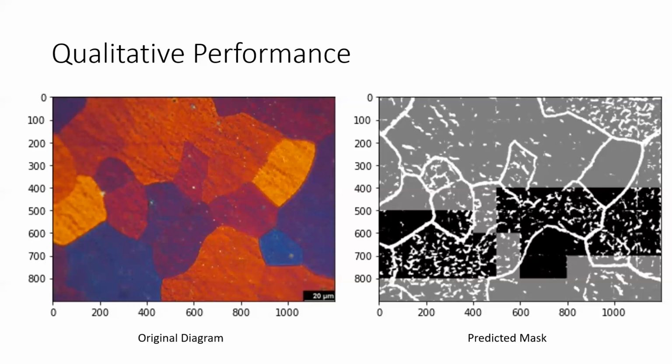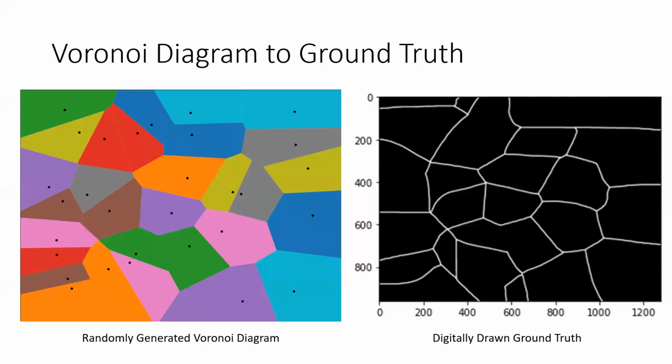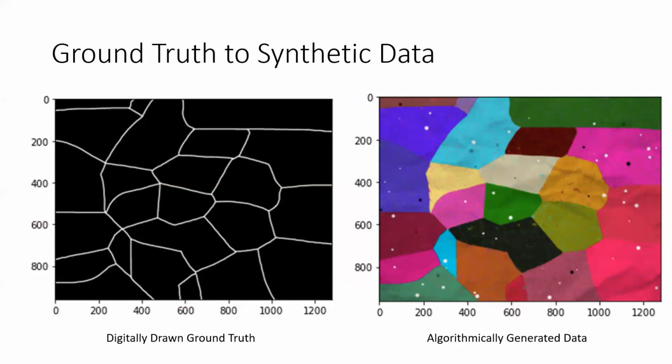As such, I propose the creation of synthetic data. As an example, I use Voronoi diagrams as a baseline to digitally draw new ground truths. From this, I use a series of techniques to fill the ground truths. For future work, I'll run models using a combination of both these real and synthetic samples.